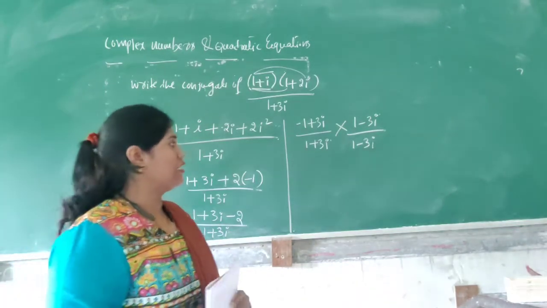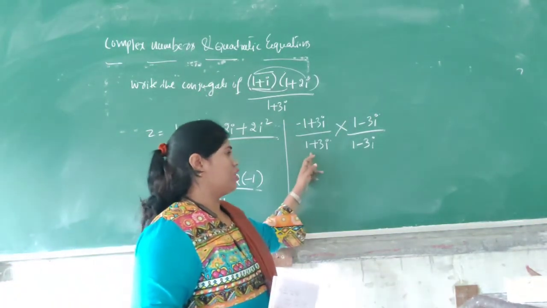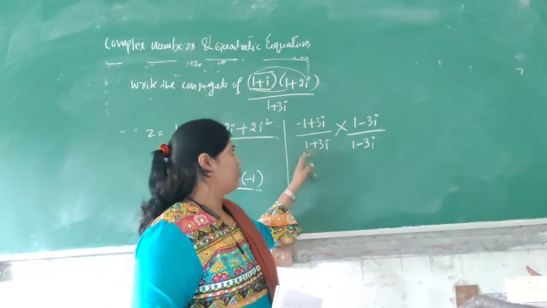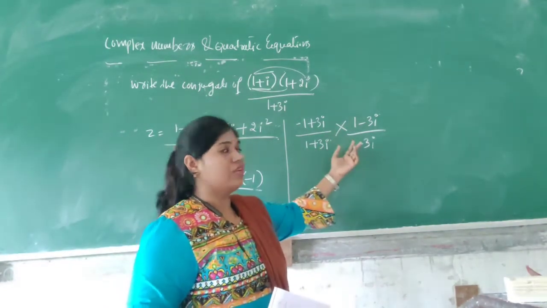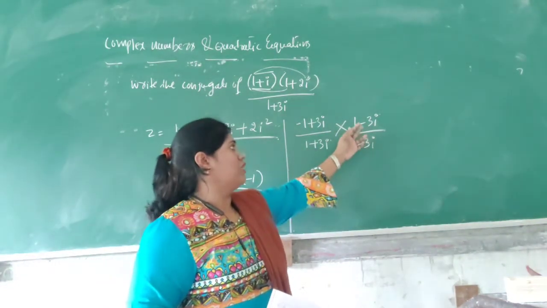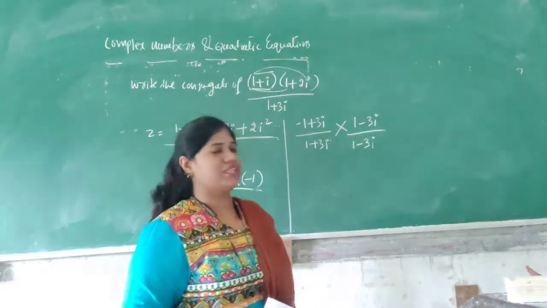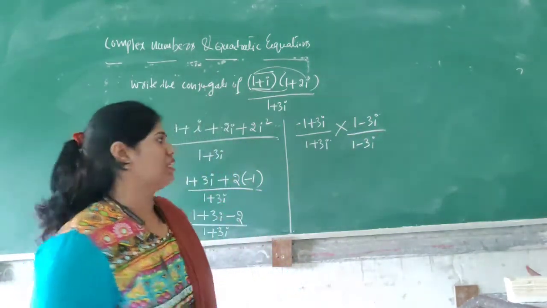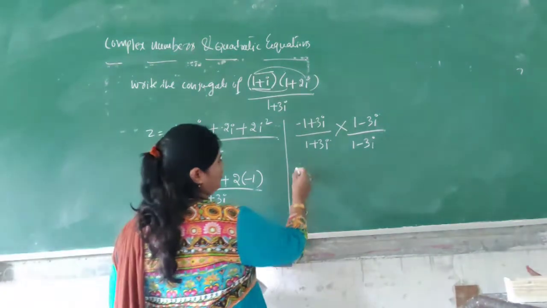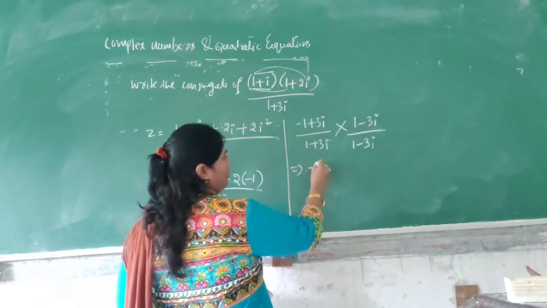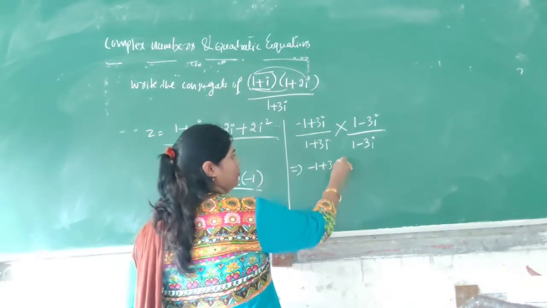To check that one, you should go through the denominator value first. It is 1 plus 3i. You have to rationalize by putting this negative sign: 1 minus 3i divided by 1 minus 3i. So we have to multiply by 1 minus 3i.